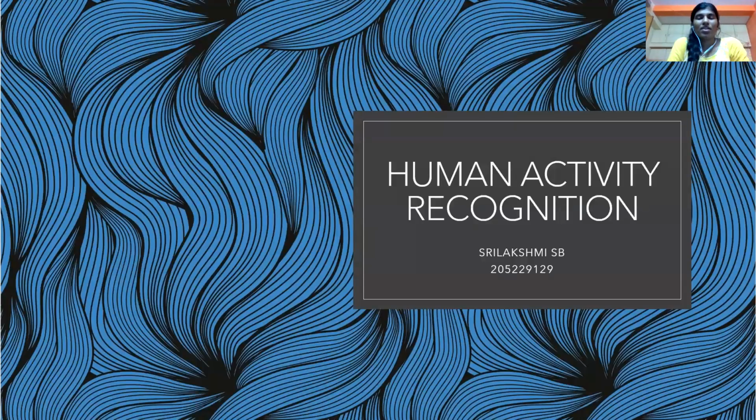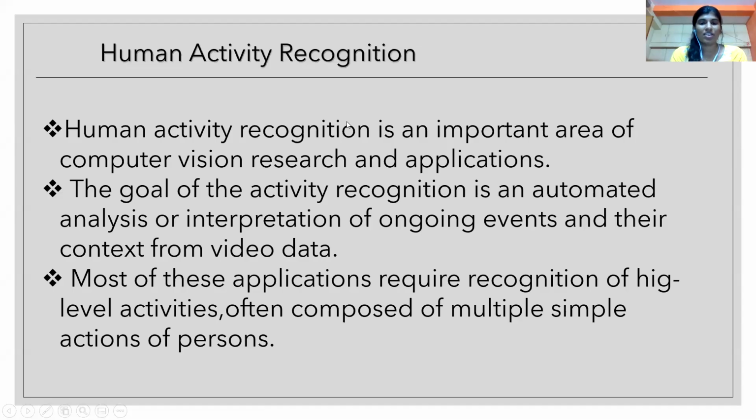Srilakshmi and my topic is human activity recognition. Human activity recognition is an important area of computer vision research and applications. The goal of activity recognition is an automated analysis of ongoing events and their context from video data.